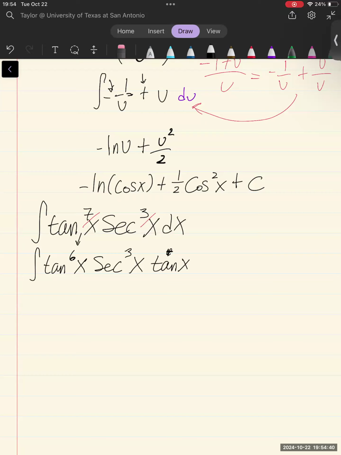So what I can do is, what are common factors of 6? 3 and 2. Nice. So what I want to do is I want a tangent squared x secant cubed x, right? These two forms are equivalent. All I've done is I've just modified the powers. And you'll see why in just a second.